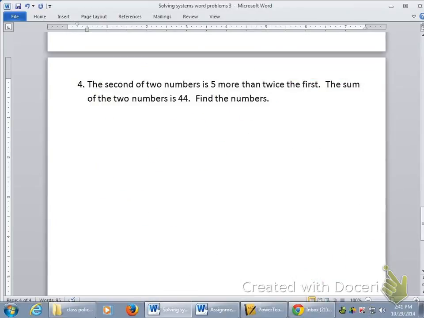Okay, number 4, last one I'll look at, second of two numbers. Again, we have this second of two numbers. So talking about up here, the second of two numbers, we need to determine which numbers are first and which ones are second. So we determined that y was going to be our second number, x was going to be our first. That y replaces all of these words.